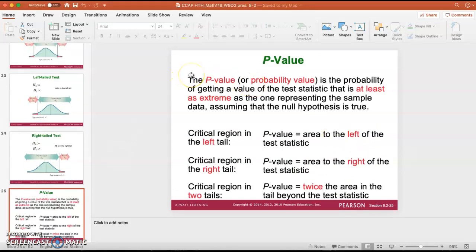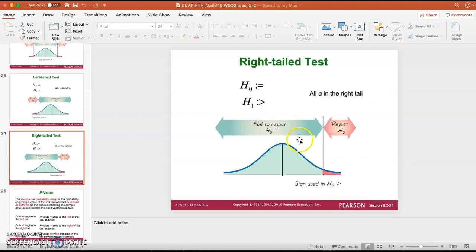And so now to specify a bit more, the p-value, or probability value, is the probability of getting a value of a test statistic that is at least as extreme as the one representing the sample data, assuming that the null hypothesis is true. For example, with the right-tailed test, the p-value is what we're going to get after we use the test statistic. And if the probability we get from the test statistic falls in this region, that's when we reject H naught.